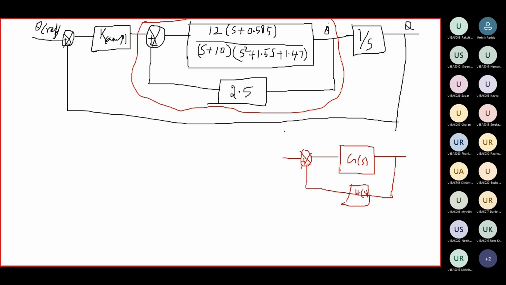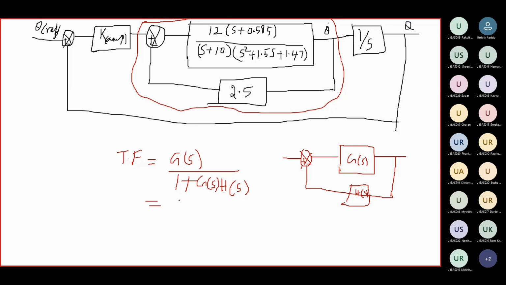Then if you want to reduce this block, the whole transfer function is G of S divided by 1 plus G of S into H of S, because it is a negative feedback control system. That's why here we use a plus sign. Therefore this transfer function for this inner loop, this is your inner loop, that is your G of S: 12 times S plus 0.585, S plus 10 into S square plus 1.5S plus 1.47, where H of S is 2.5.